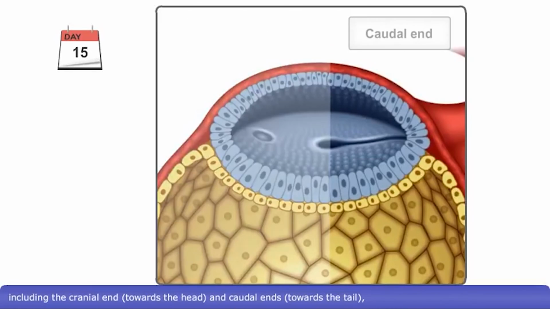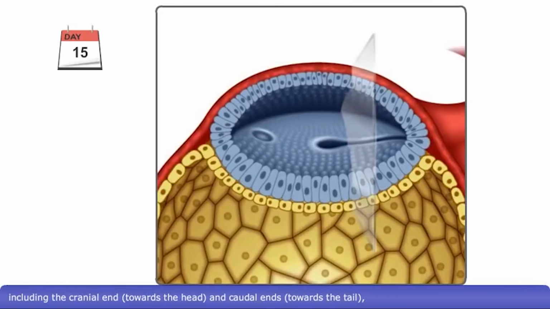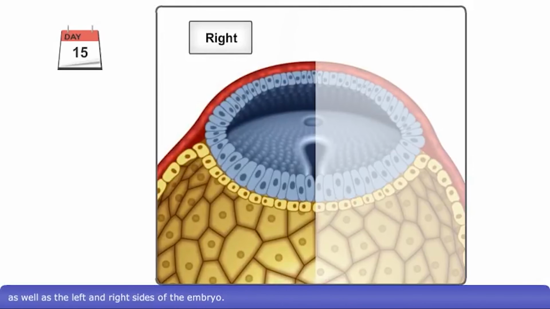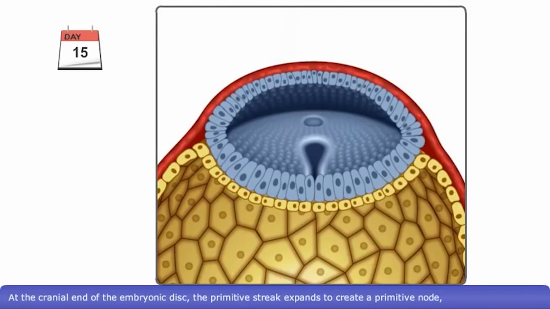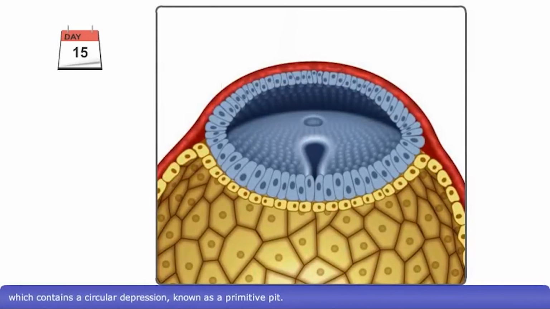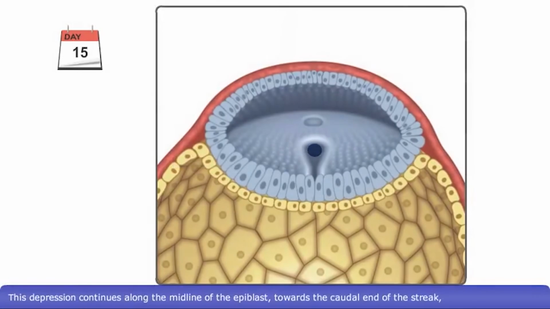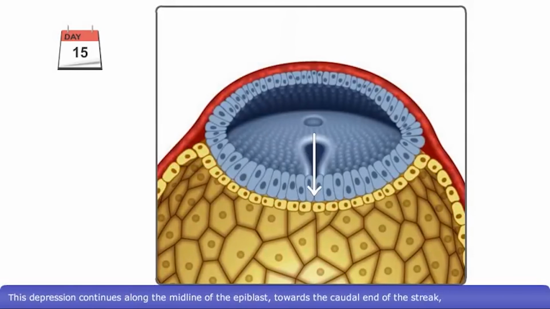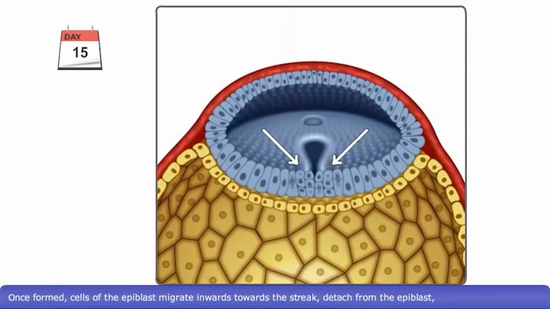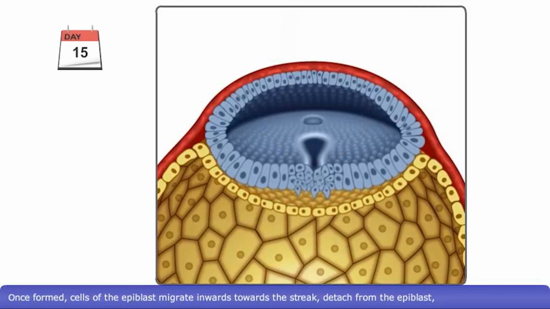As you can see, the left and right side of the embryo are also distinctly formed. Now, there is a primitive node formation which contains a circular depression known as the primitive pit. This depression continues along the midline of the epiblast towards the caudal end of the streak. Our primitive groove has already been formed. Now, this process is called invagination. We have already discussed how the epiblast slips into the embryo.